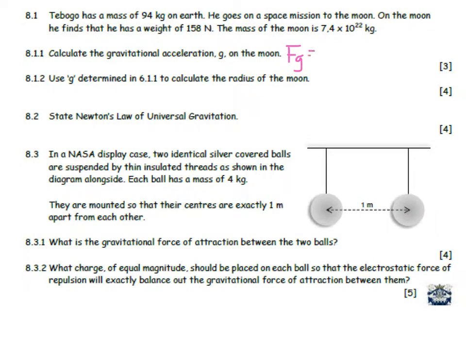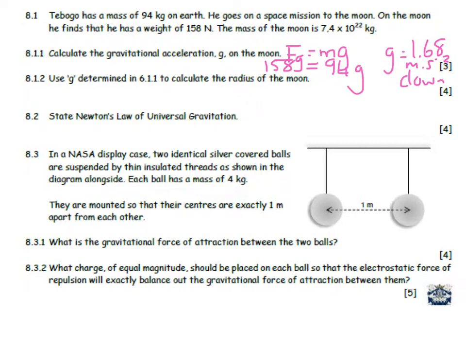Fg is always equal to mass times gravitational acceleration. That is, he's got a weight of 158, and his mass is 94, and therefore g turns out to be equal to 1.68 meters per second squared, and don't forget about the downwards or the down.